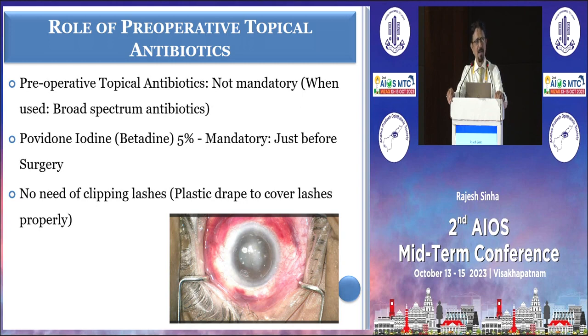But what is mandatory is use of povidone iodine 5% in the eye. And I would just like to emphasize 5%. Why? Because normally 10% betadine is available, and you have to dilute it by 50%. That is important for use on the ocular surface. 10% is good for the skin, the periocular skin. There's no need for clipping the lashes. As you can see here, the drape has nicely covered the lashes, and these days we don't clip the lashes.